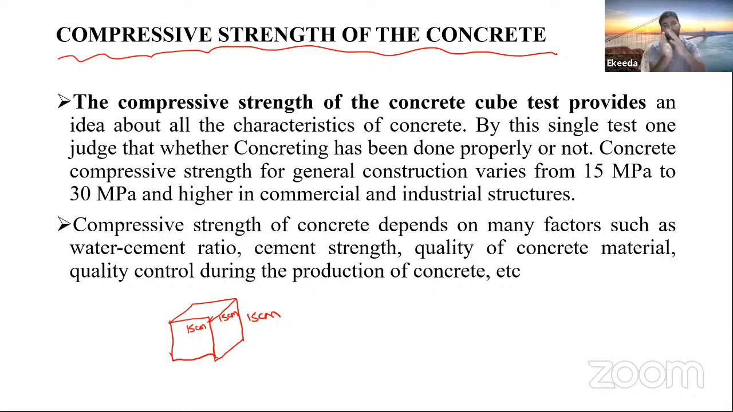Okay, now we will take that load and divide it by the surface area on which the load is applied. Now the surface area will be equal to what? It will be equal to 15 centimeter into 15 centimeters. So when we divide the load at which the concrete fails by the surface area of that cube, we will be able to determine the compressive strength of that concrete. Is it or not?